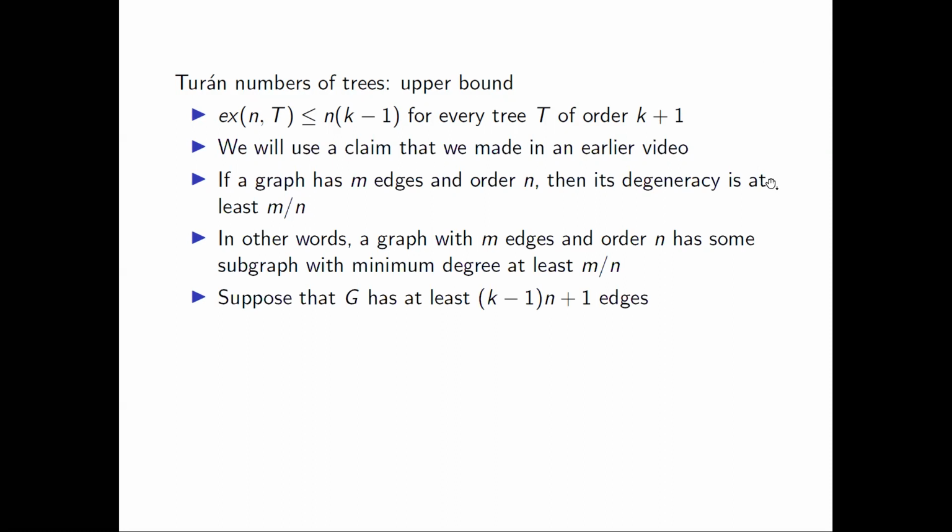So in order to prove this upper bound of ex(n, T) is less than or equal to n times k minus 1, we'll take the right side of that bound, so the right side being this n times k minus 1, and we'll add 1 to it to get (k minus 1) times n plus 1. And we're going to try to show that if you have a graph of order n with (k minus 1) times n plus 1 edges, then it must contain every tree T of order k plus 1.